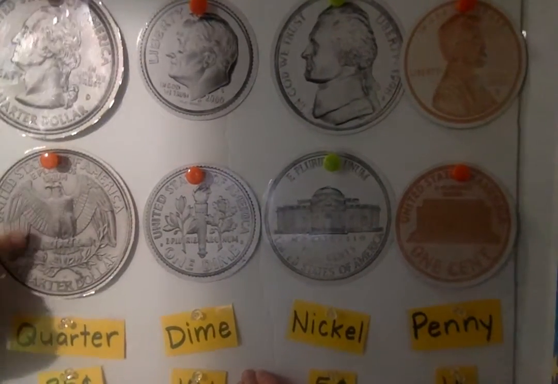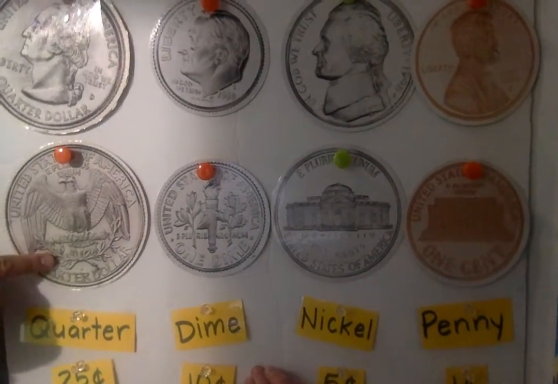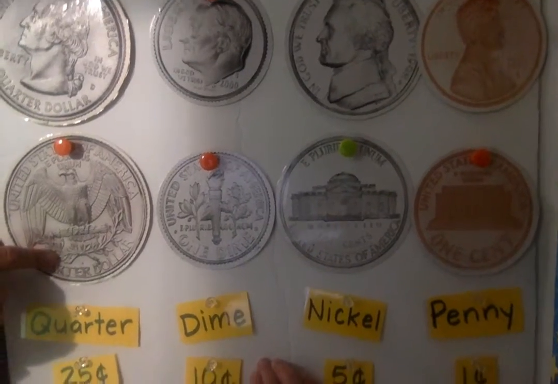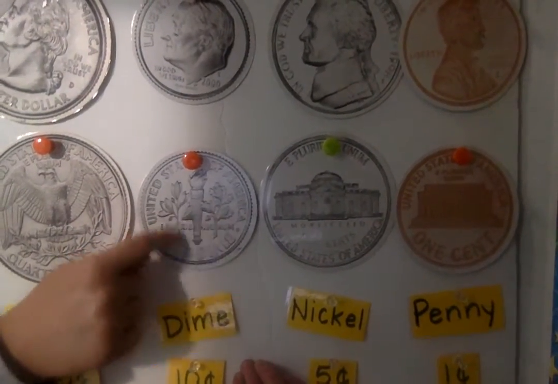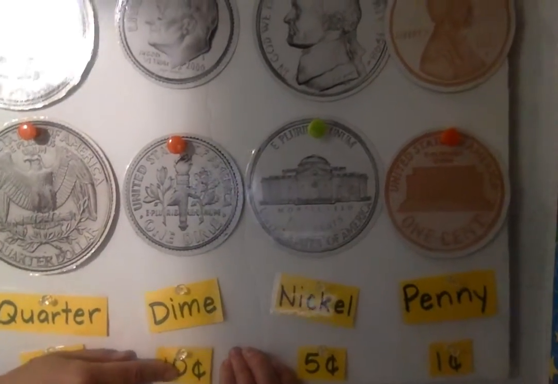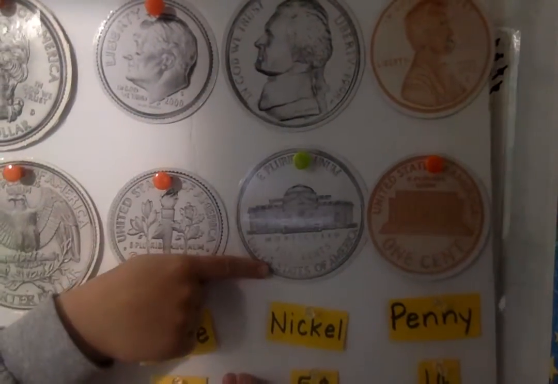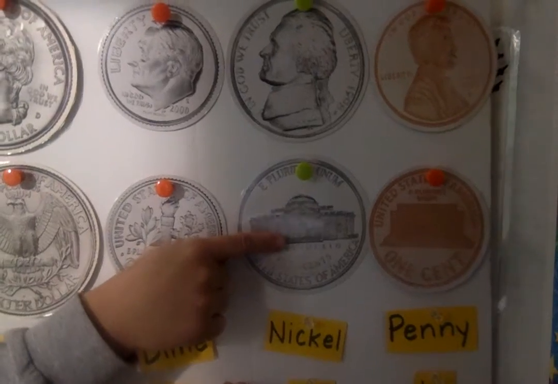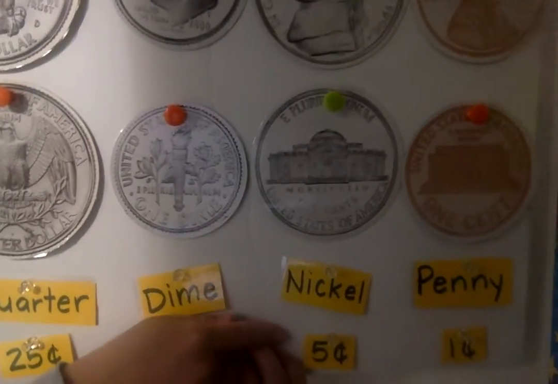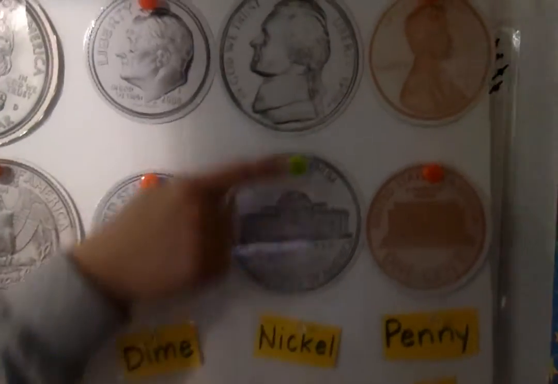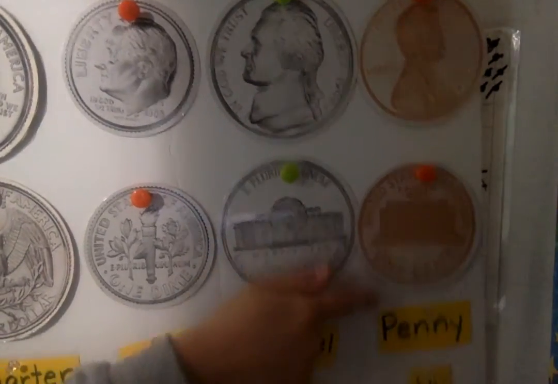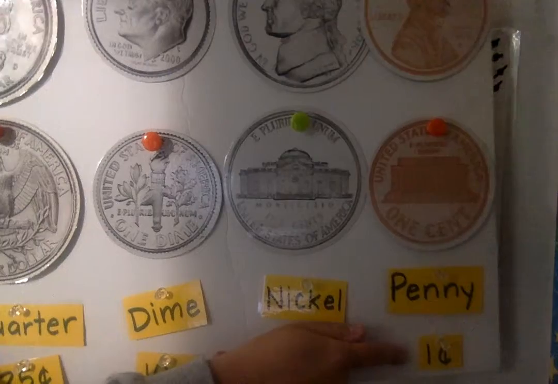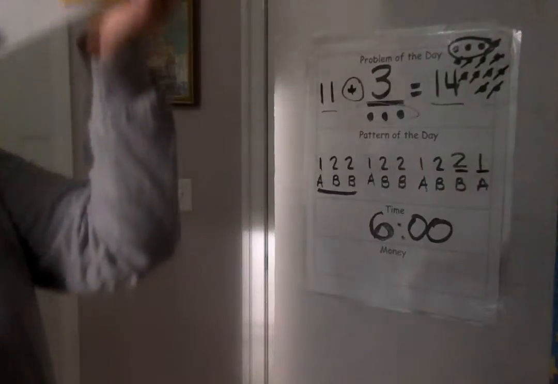Remember, quarter has George Washington and the bald eagle. A dime has Franklin Roosevelt, a torch and 2 branches, and we count by tens. The nickel has Thomas Jefferson and Monticello, his house. It's worth 5 cents. We count by fives. Penny is our only brown coin with Abraham Lincoln and the Lincoln Memorial, and we count pennies by ones because they're worth 1 cent. Okay.